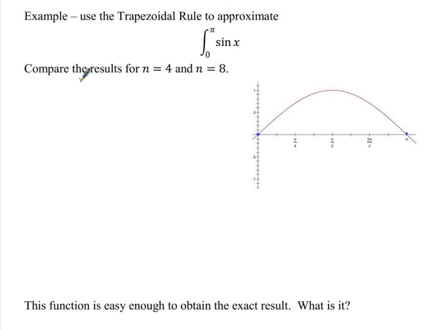So in the first instance, we want n to be equal to 4. So delta x equals pi divided by 4 rectangles, or 4 trapezoids. So it's just pi over 4. All that does is give me the width of each of these trapezoids that I'm making.